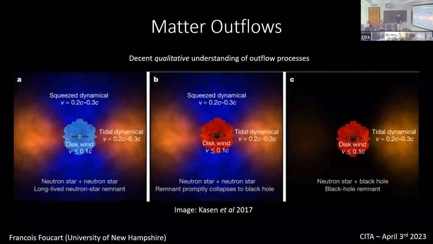And it will have the same dependencies on the binary parameters as in this case. Then on top of that, you have the ejecta, which is here called squeeze in this image by Dan Kasen and collaborators, which is the ejecta that comes from the collision and bounce of the cores of the two neutron stars. And because it comes from that kind of shocked region, it's much hotter.